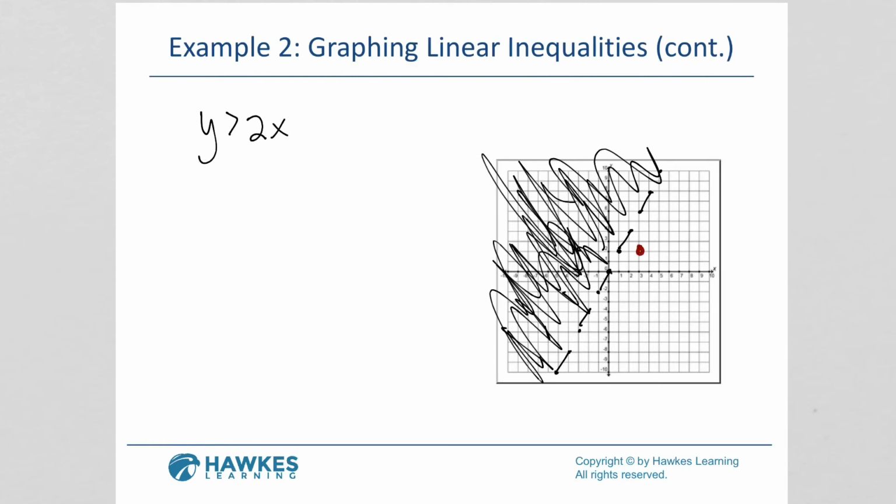So I would maybe pick this point here to test, which is 3, 2. So if I plug that in, is 2 greater than 2 times 3? So is 2 greater than 6? The answer is no. So that's why I would shade above it. So that's how it would work if you wanted to use plugging in a point.